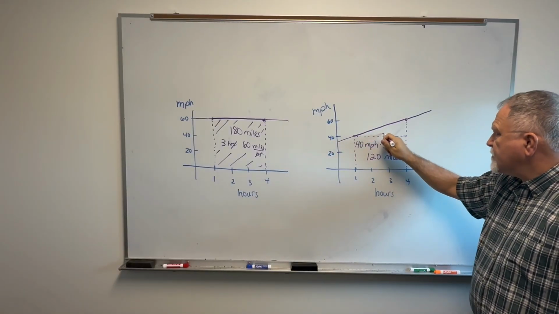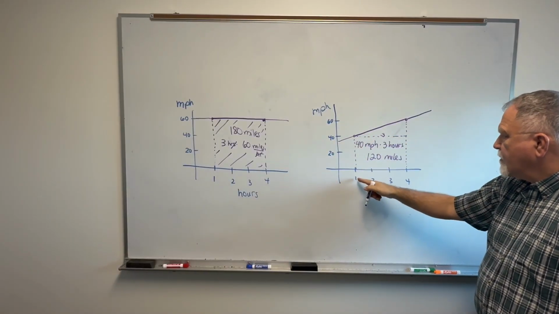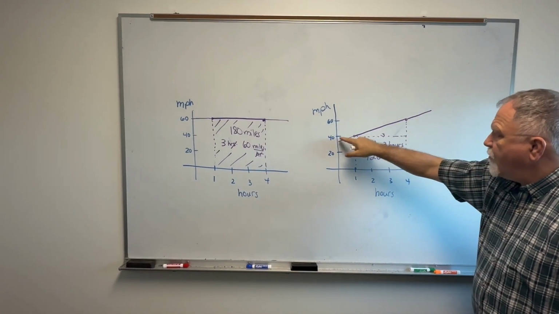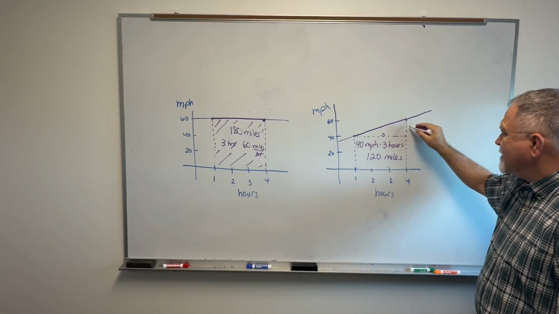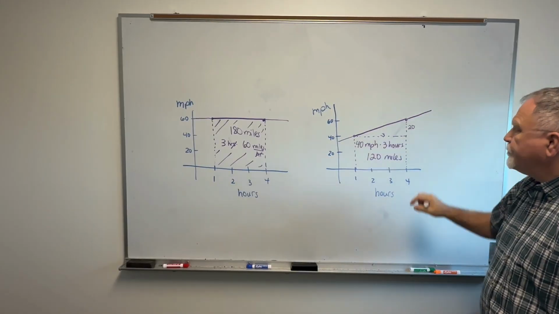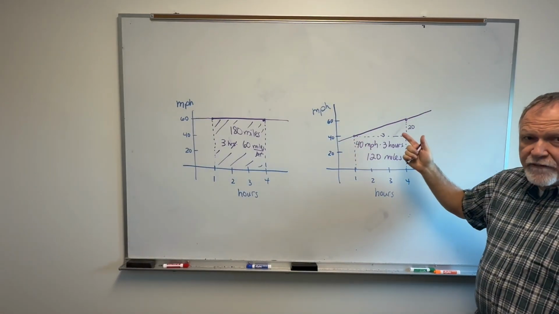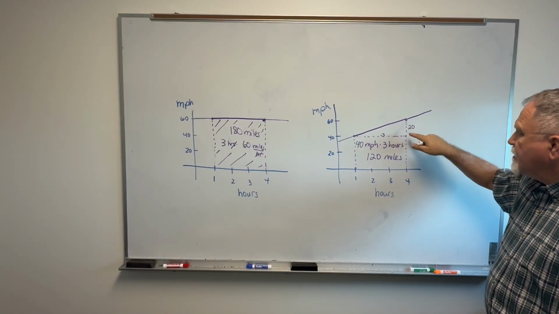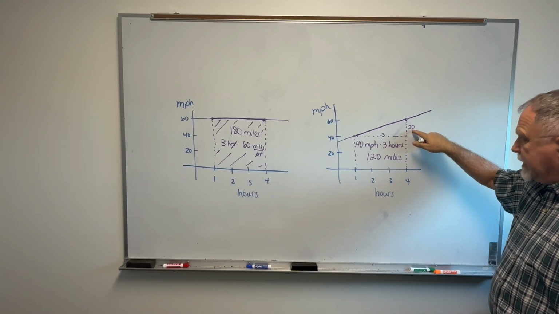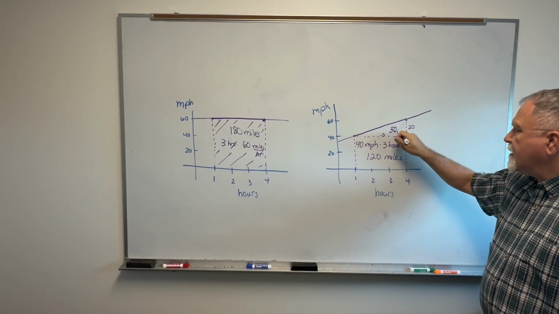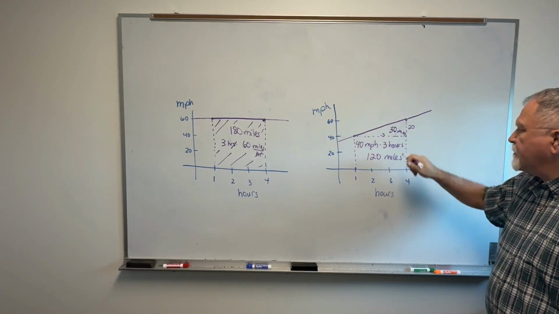The base of this triangle is 3, because from 1 to 4 is a distance of 3 hours. The height, well, it was at 40, now it went up to 60. So this change there is 20, an additional 20 miles per hour. And I can use the area of a triangle formula: my base times my height times 1/2. So 3 times 20 is 60, and half of that is 30. So I got an additional 30 miles there in that little piece.